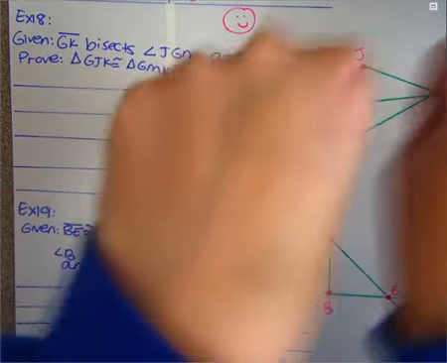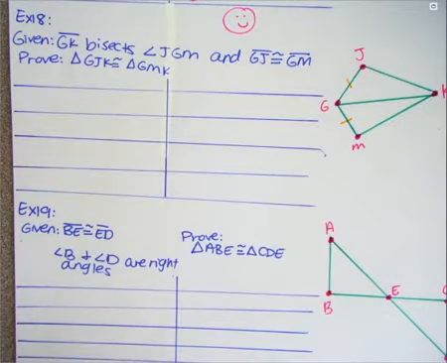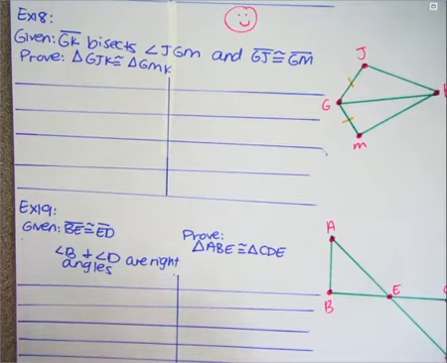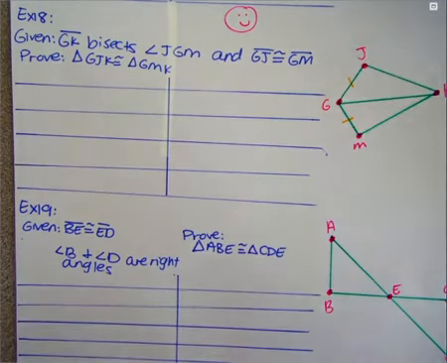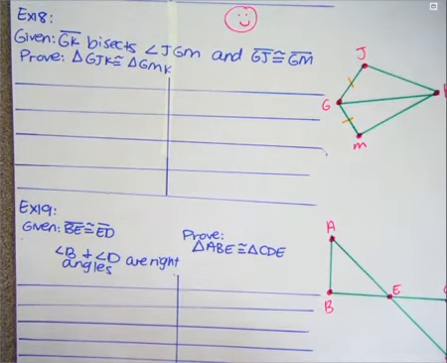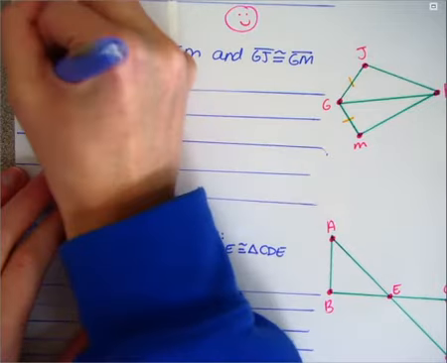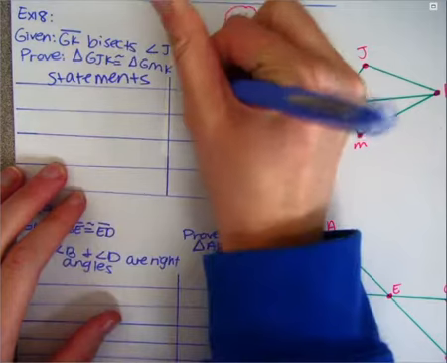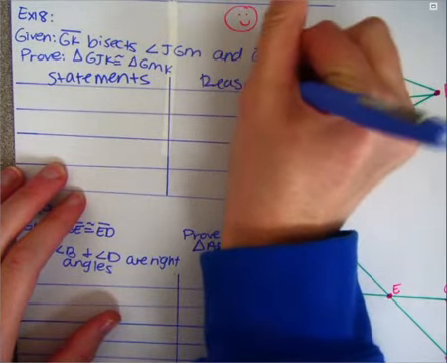Okay, so again, we're still trying to prove that these two triangles are congruent. And this time we have some different information that's given to us. So let's see what happens. And again, make sure you set up your little T-chart, your little table with your statements and your reasons.